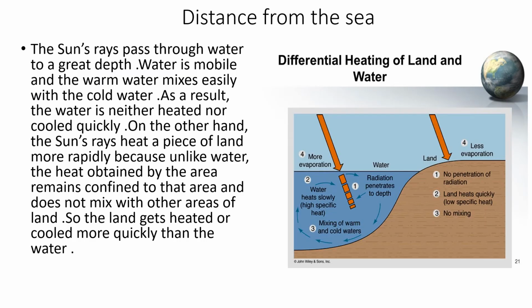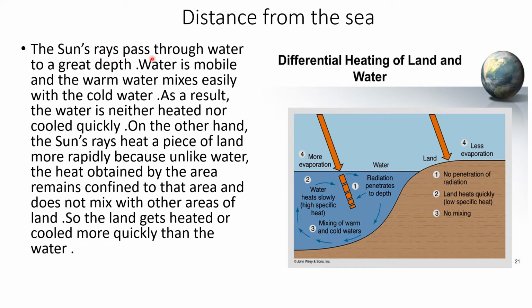Next factor is distance from the sea. Land and water possess different properties. Land areas are heated quickly and cool down quickly. On the other hand, water is heated slowly and it requires more time for cooling. Now let us understand why.